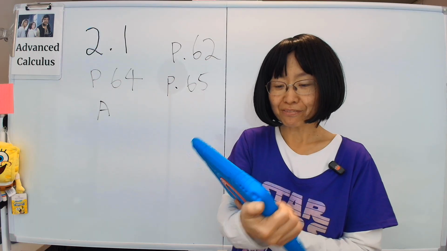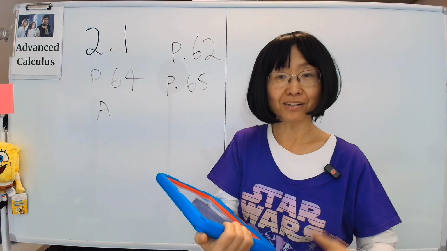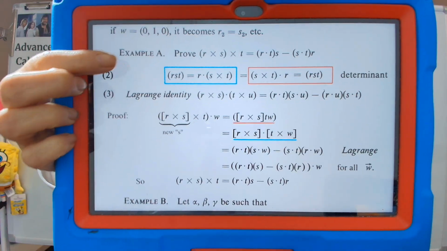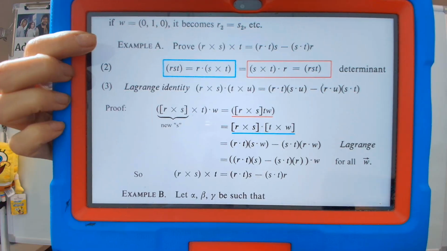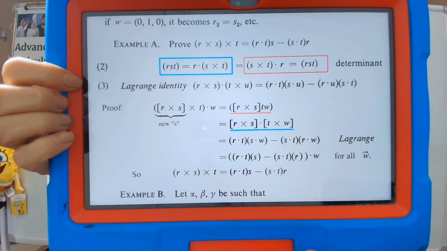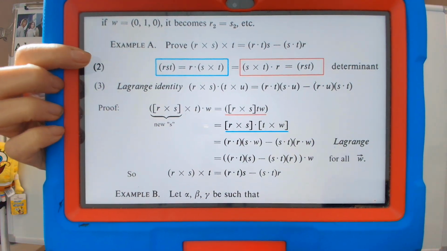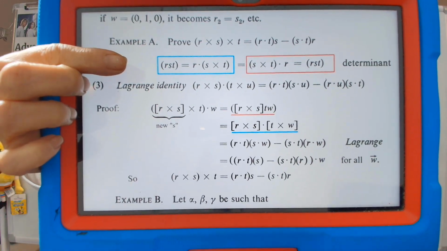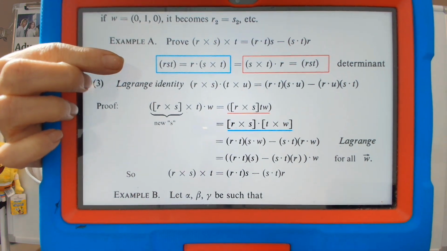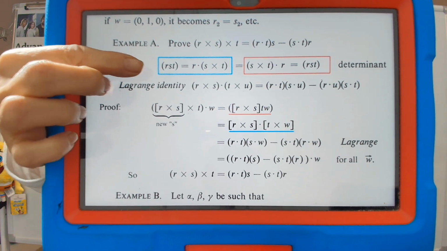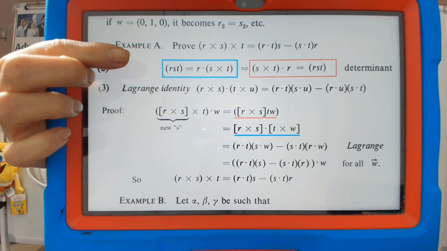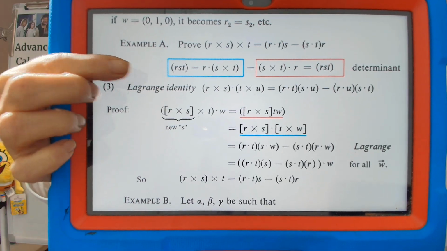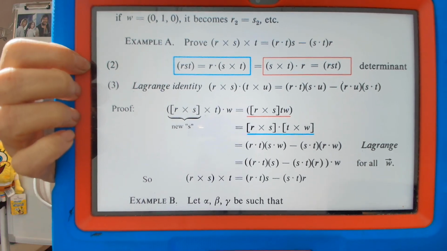So assuming that we have already worked hard and got through all 12 terms of the Lagrange identity proof, how are we going to prove the triple cross product? With the help of the Lagrange identity, which I copied and pasted right here. Now first we will use equation 2 on the previous page, where it said that the determinant RST is R dot S cross T, which ends up being, according to equation 2, S cross T dot R, which is also RST, right? That is what equation 2 says.